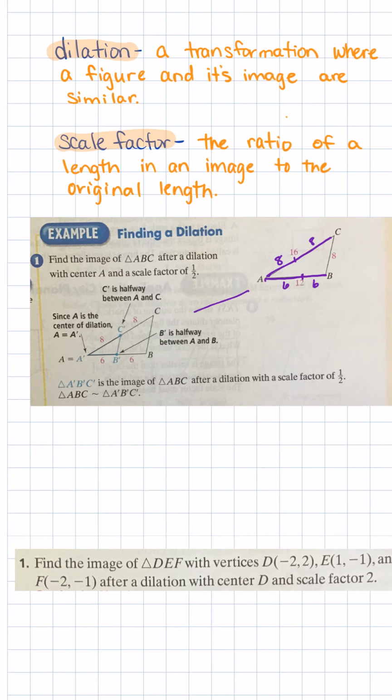If you look at the figure here, it's showing half of this and half of this with the center of A. Therefore, triangle A'B'C' is the image of ABC, and notice they have the prime on the second one, after a dilation with a scale factor of 1/2.